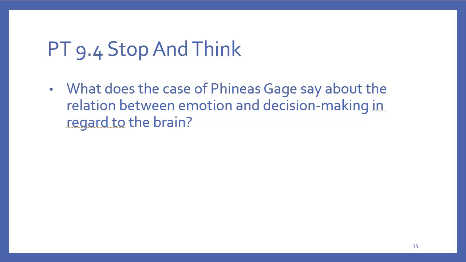So we'll do it. The stop and think question for Phineas Gage is, what does it say about the relation between emotion and decision making in regard to the brain? Well, we find out that before, he was making good decisions, had good judgment, and was an even-tempered person, and after this happened he was not. We can say that there is at least one part of the brain where decision making and emotion intersect.